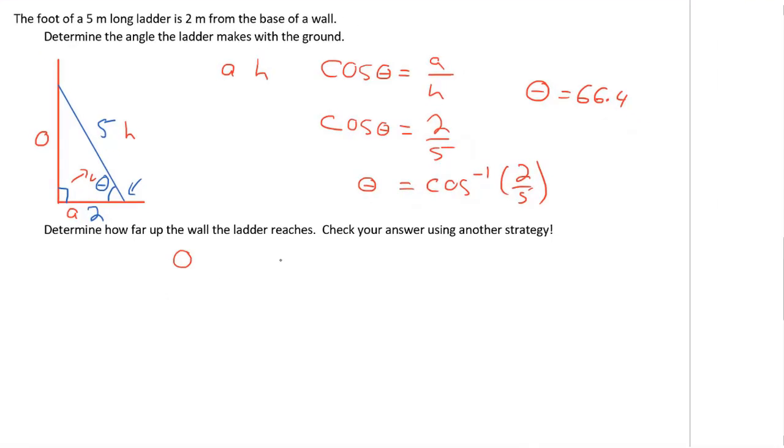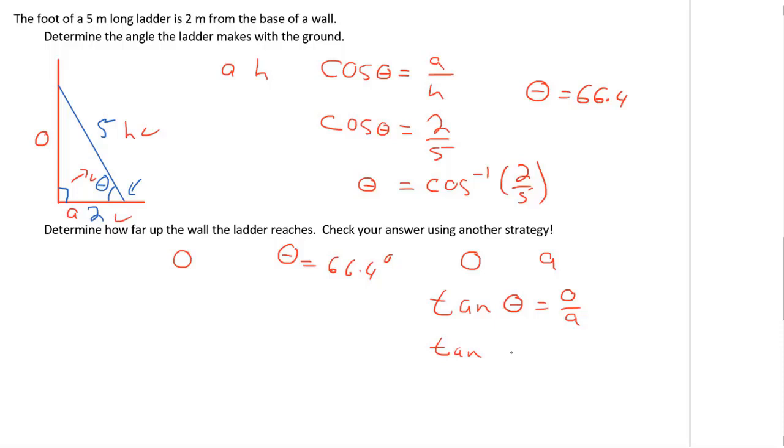Now, because we've calculated theta and we know that theta is 66.4 degrees, I'm going to use that with either the adjacent or the hypotenuse to calculate the opposite side. So for this question, let's use the adjacent. So we're going to be looking for the opposite, and we know the adjacent. That means that we're going to use tan of theta, which equals opposite over adjacent. We can plug in what we know.